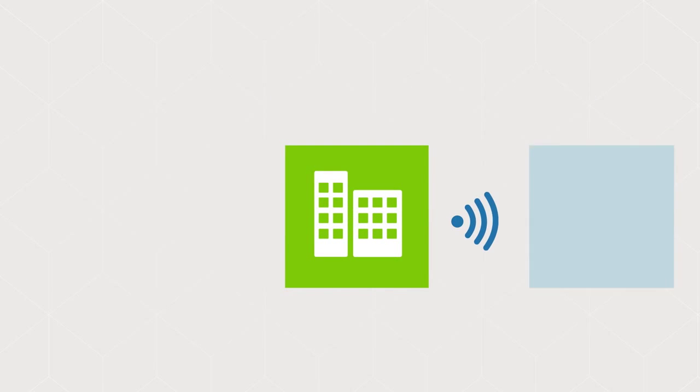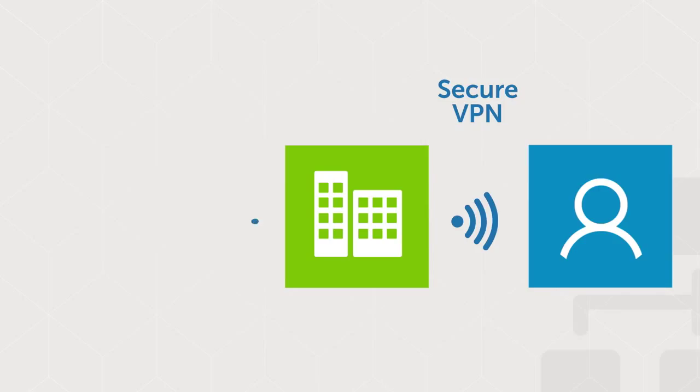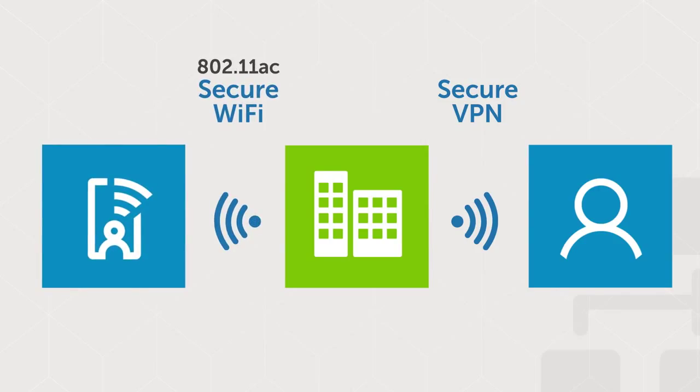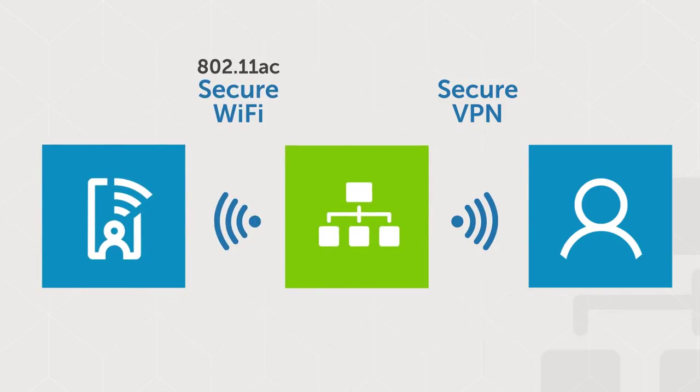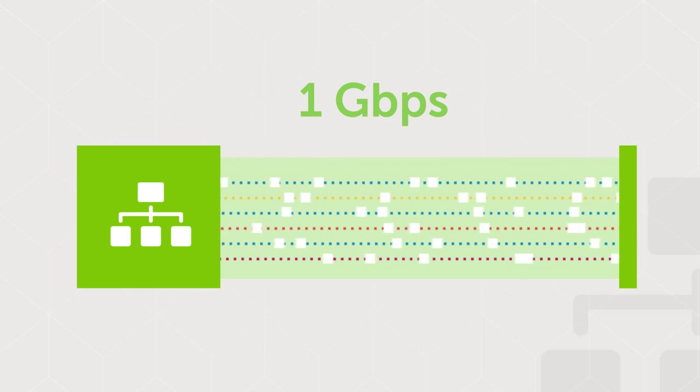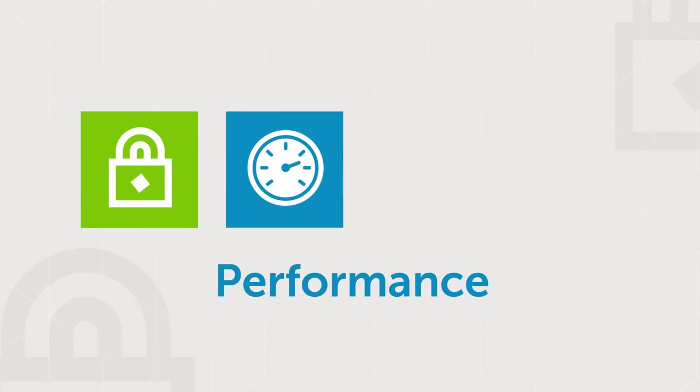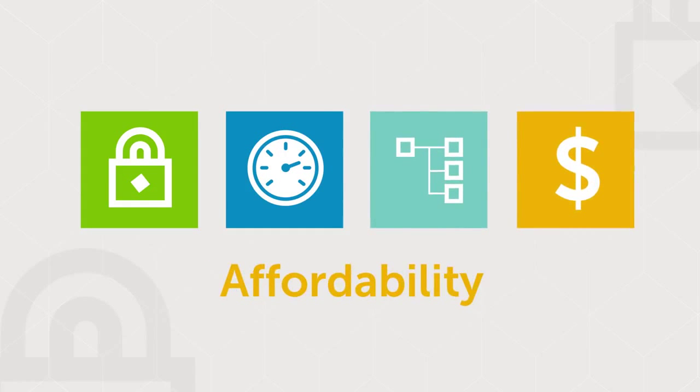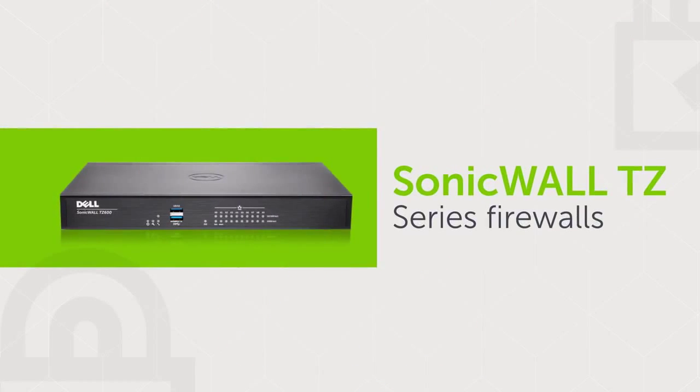SonicWall TZ Series firewalls also provide secure remote access and high-speed wireless security on a par with your wired network, and can handle network speeds up to 1 gigabit per second. Security, performance, manageability, at an affordable price. What more do you need to know?